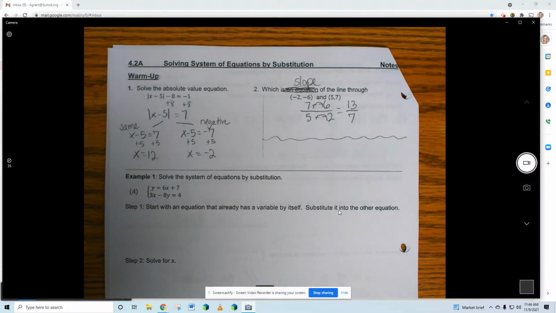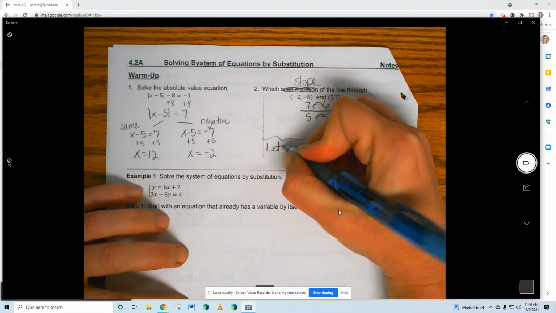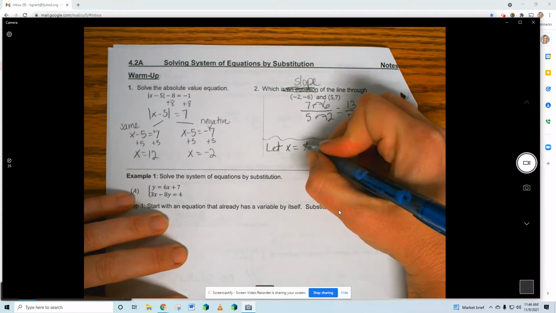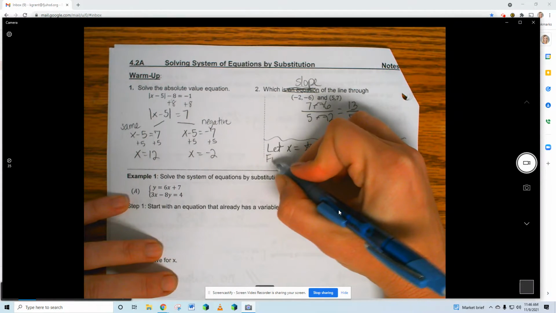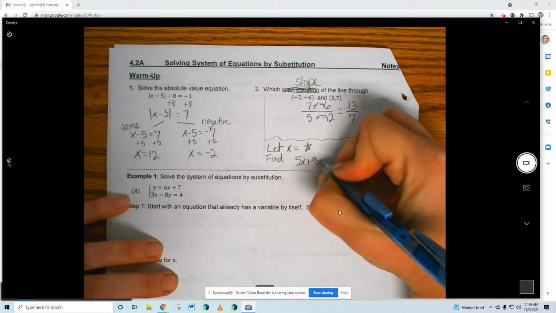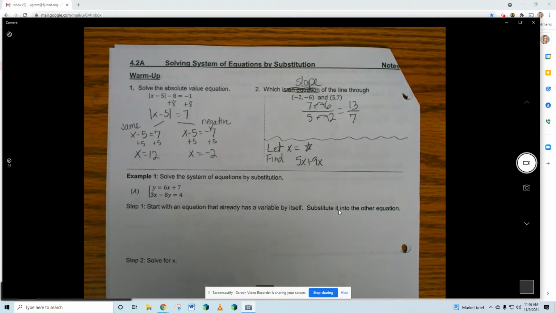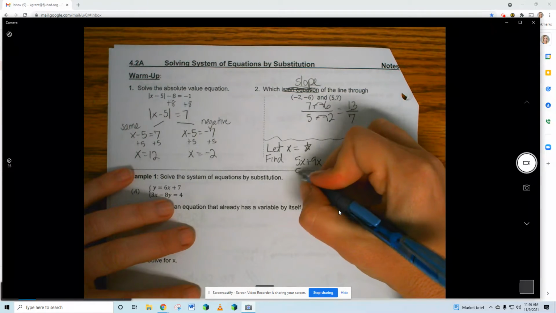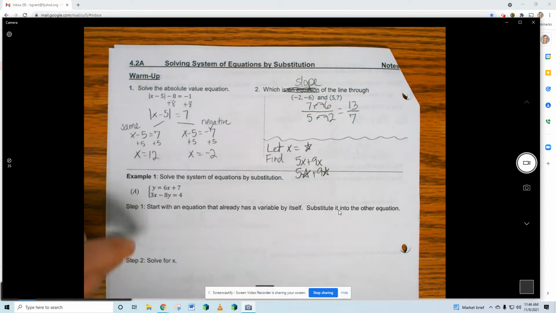With substitution, I'll give you a replacement value. I'm going to say let x equal star. And then I'm going to say find 5x plus 9x. So if x equals a star, I want you to substitute in that star. If I substitute in that star, I'm going to get 5 star plus 9 star. So I'm just substituting something in.